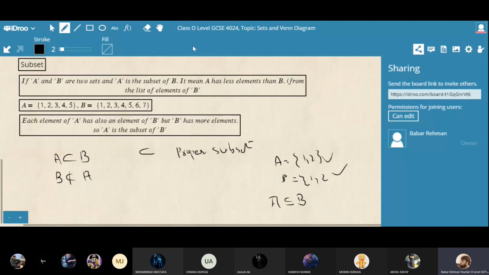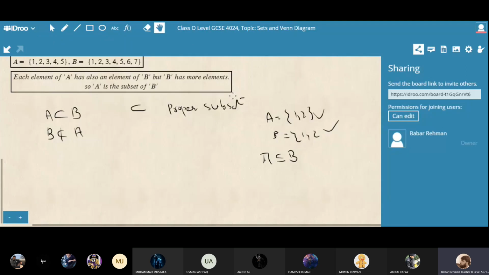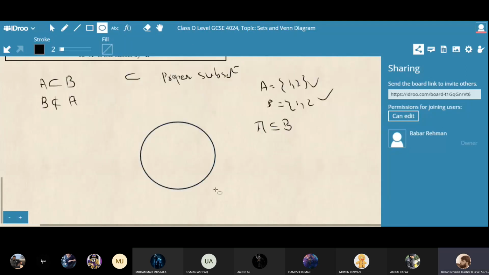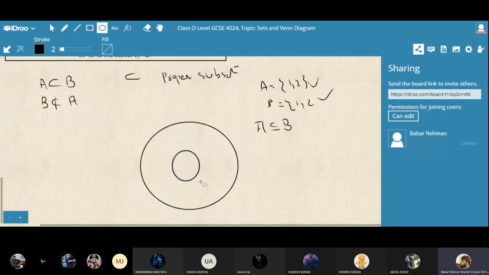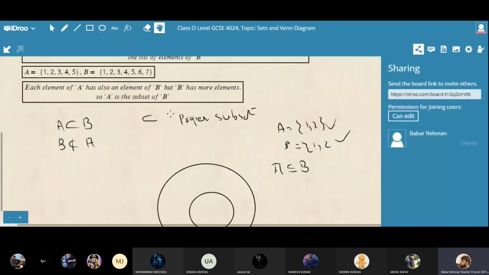Okay, now students, be careful about this. I draw the diagram over here. I draw a circle, and then I draw another circle over here. Okay, now what are the elements? I'm not using this one right now. My question: 1, 2, 3, 4, 5.